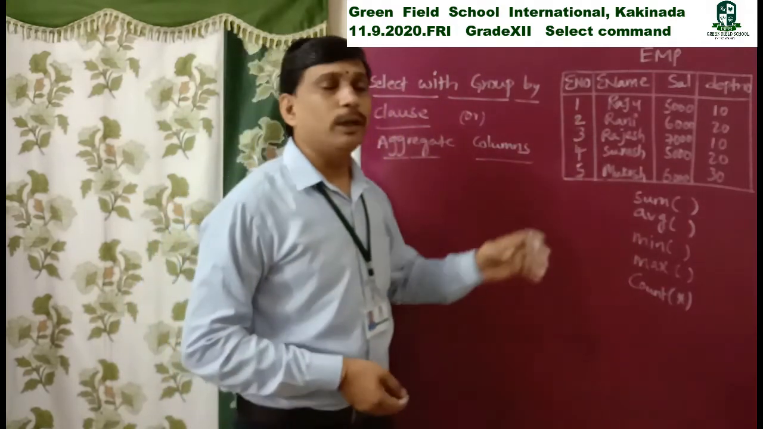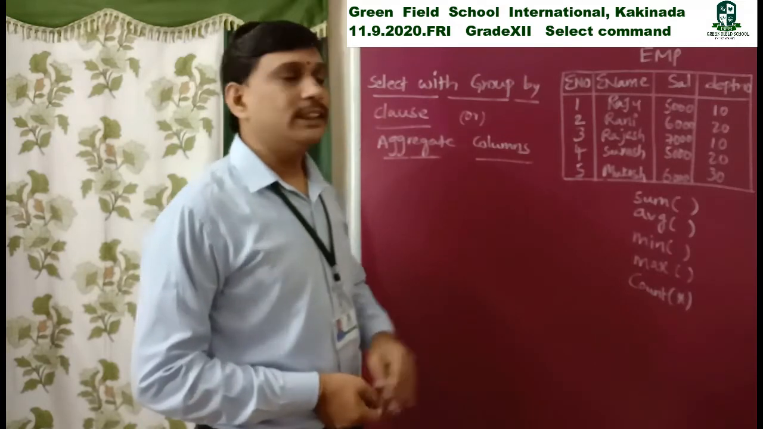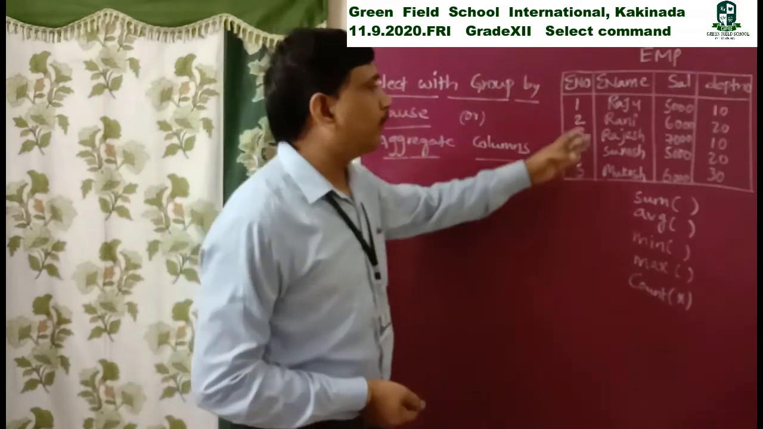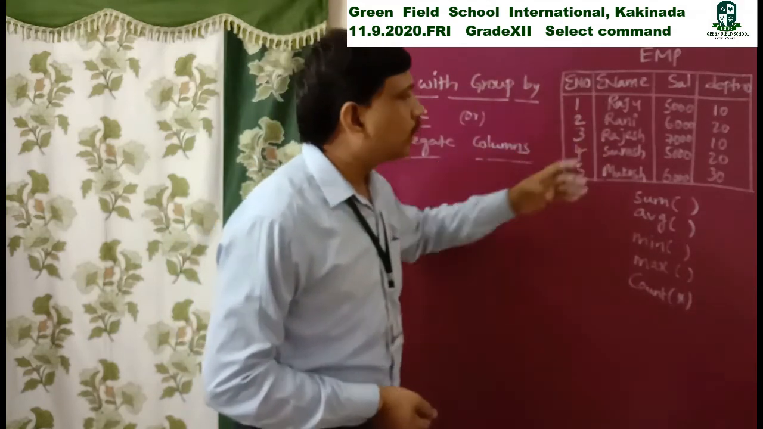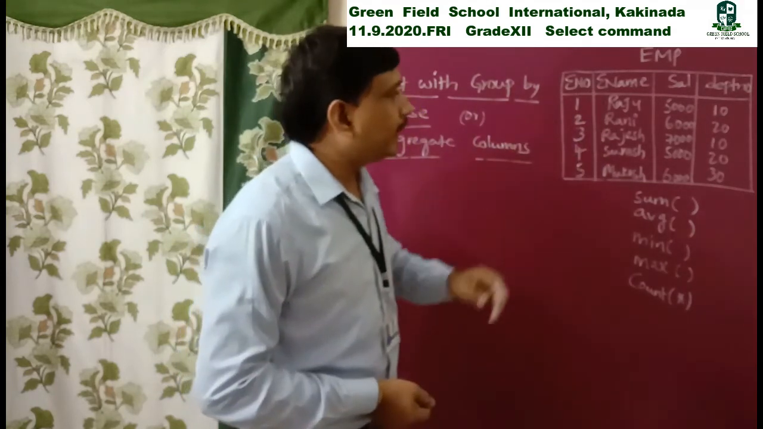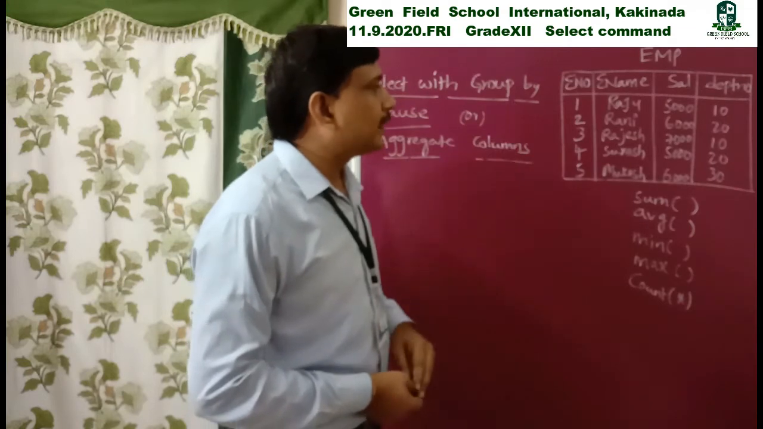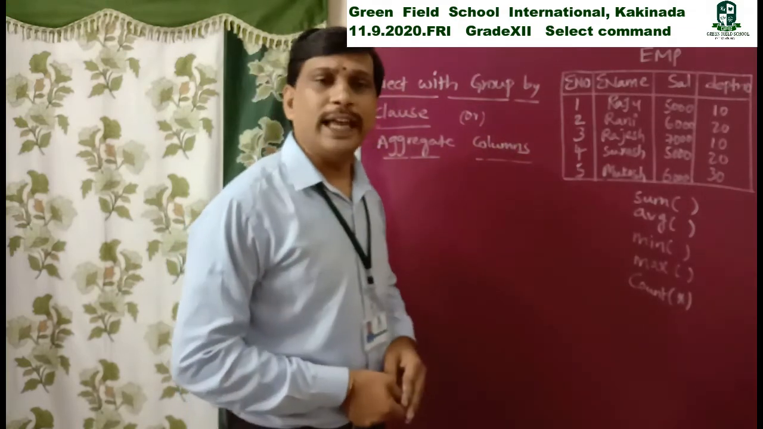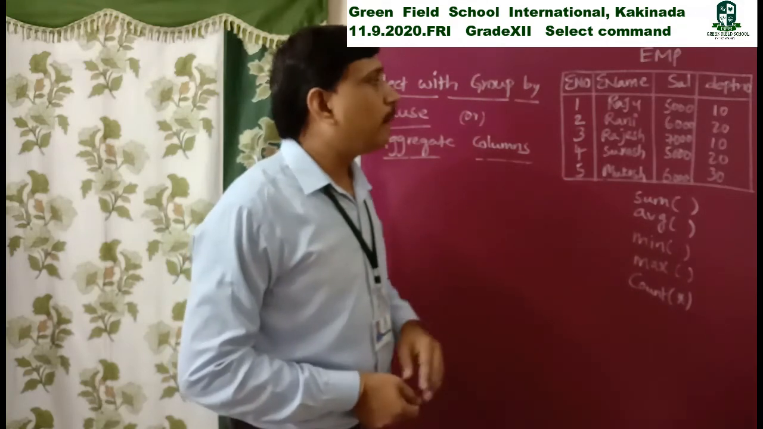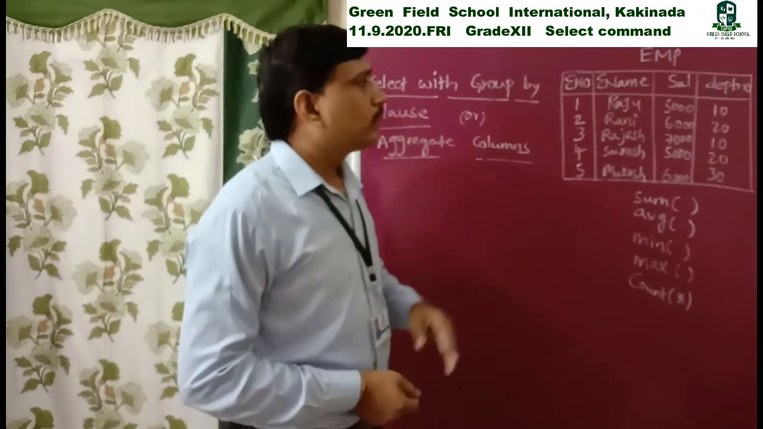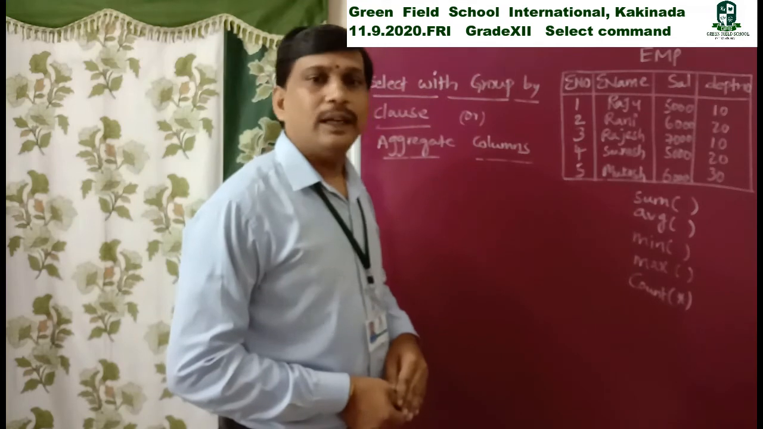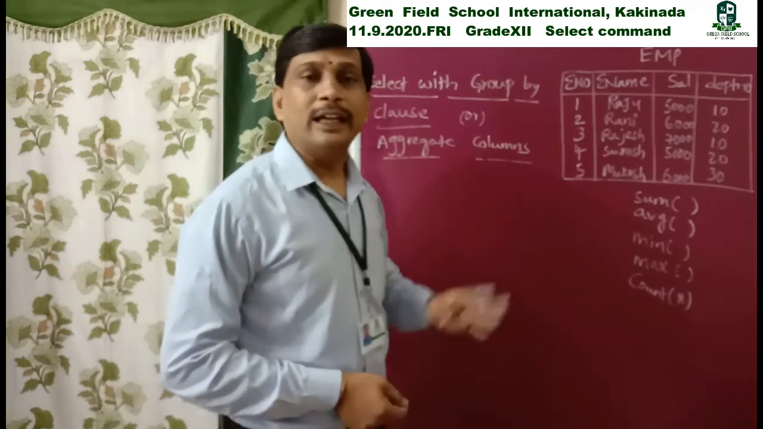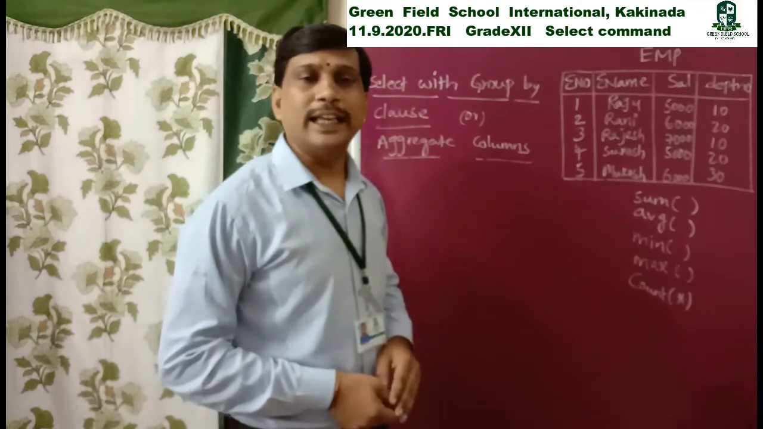Consider this employee table. This table has employee numbers 1, 2, 3, 4, 5. Employee names Raju, Rani, Rajesh, Suresh, Mukesh, and the salary. Two employees have 5,000, two have 6,000, and one has 7,000. And in department number, 2 employees are in department 10, 2 employees are in department 20, and 1 employee is in department 30.